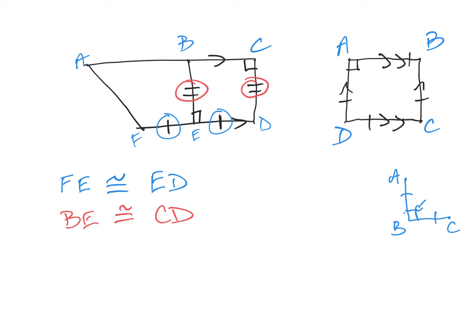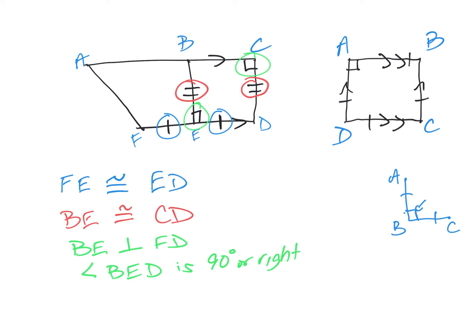So that square is right here and here. Let's talk about the little square. This guy here and this guy here. It concludes 2 things when you see that square. It concludes that it's a right angle. It also concludes that the 2 lines are perpendicular, okay? So you can say BE is perpendicular to FD, and angle BED is 90 degrees or right. See how I'm making conclusions based on the markings?